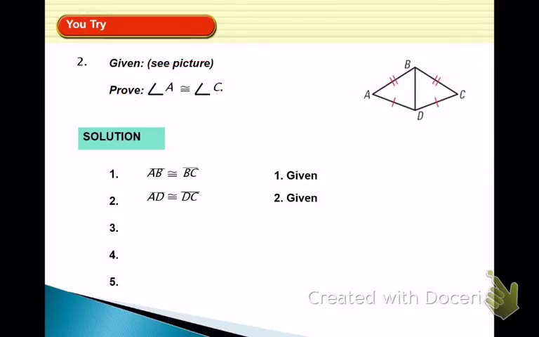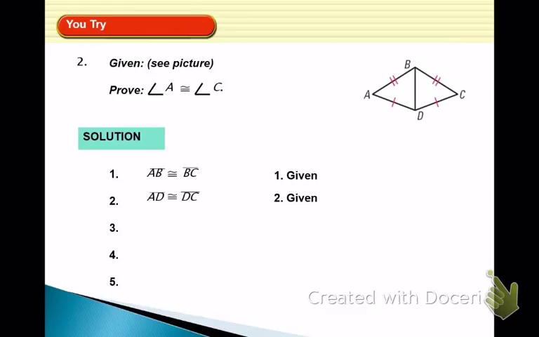We need to make sure that when we're writing a proof that we know what the goal is. Where are we trying to go? Right? When you leave your house, you don't just leave without a destination in mind. Otherwise, you're just sort of aimlessly wandering around. So you need to know where you're trying to go. I'm trying to make angle A and angle C congruent. And if I can make those two triangles congruent, then I know that they'll automatically be congruent. So that's sort of the idea here.